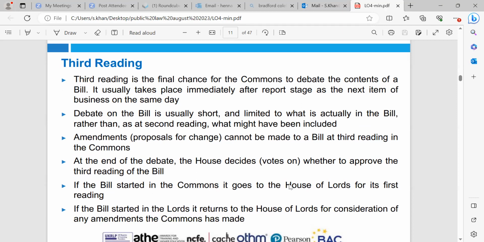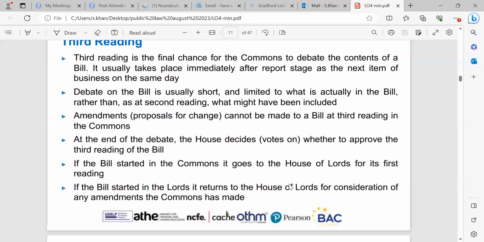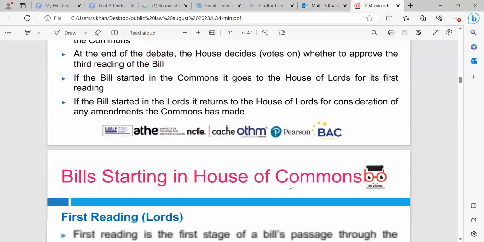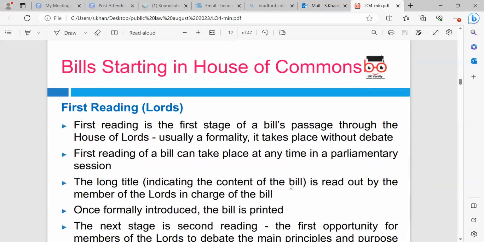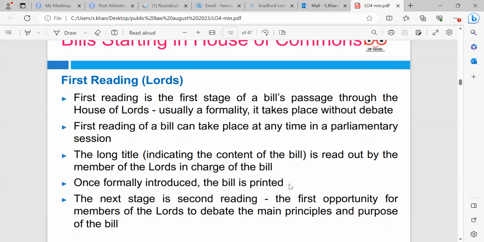If the bill started in the Lords, it returns to the House of Lords for consideration of any amendments the House of Commons have made. So this is bills starting in the House of Commons, the first reading. So this is in the Lords. What we've discussed happened in the Commons. This is what happens in the Lords, okay? Because it has to go back and forth. Why do you think it's so important that it has to go back and forth to the House of Commons and House of Lords?